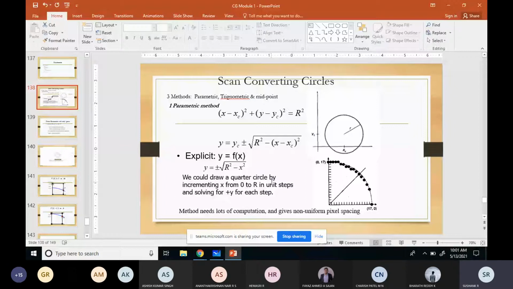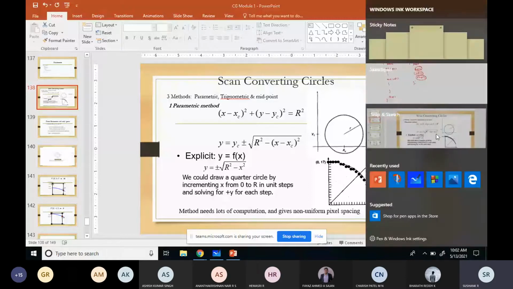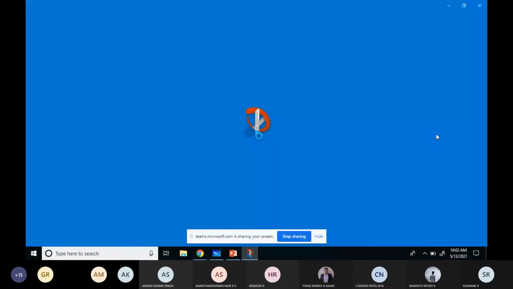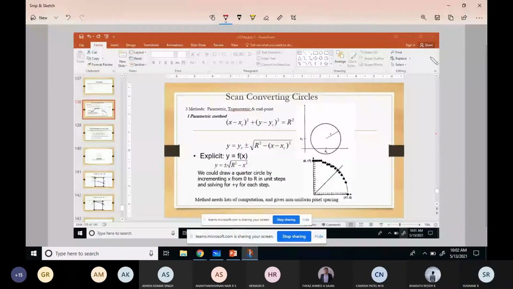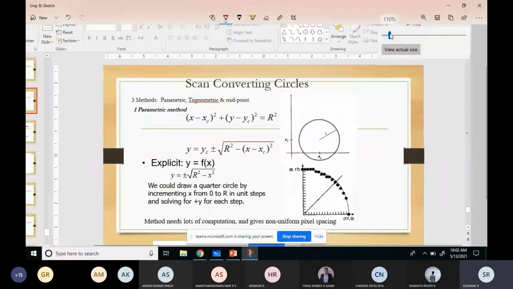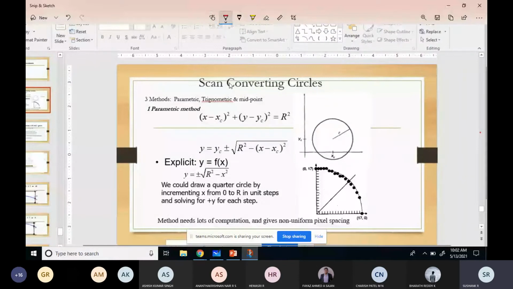You can use the same equation. Now the equation of the circle is given by x minus xc the whole square and y minus yc the whole square. Now using this equation, you can do some modification.